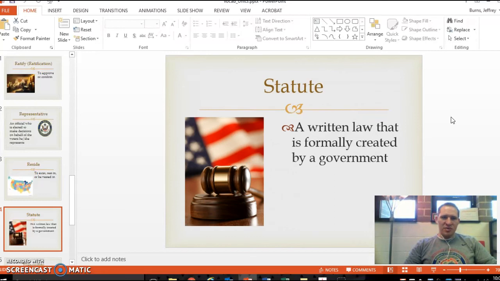All right, what do we got next? We got a statute. This is a formal law created by a government. The statutes for religious freedom. We're going to talk about one of our founding documents, Virginia Statute for Religious Freedom. That just means a law. It's just another word for law.